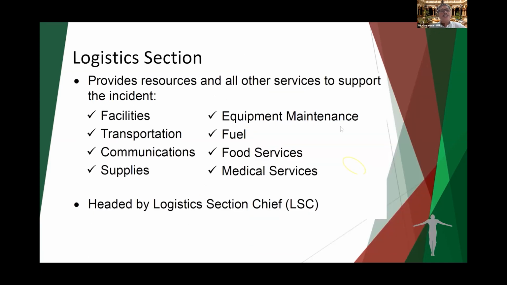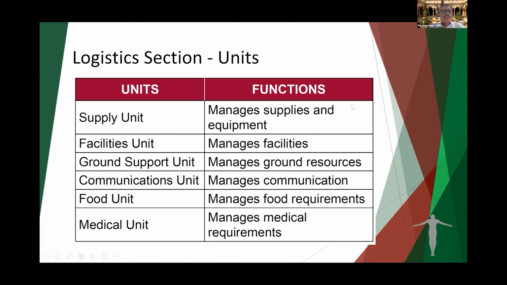Now, the logistics section provides resources and all other services to support the incident. So the resources may be facilities, transportation, communication, supplies, and so on. Now, the units are as follows: the supply unit, facilities unit, ground support unit, communications unit, food, and then the medical unit.